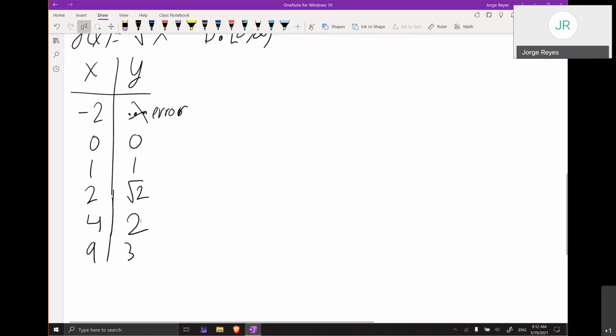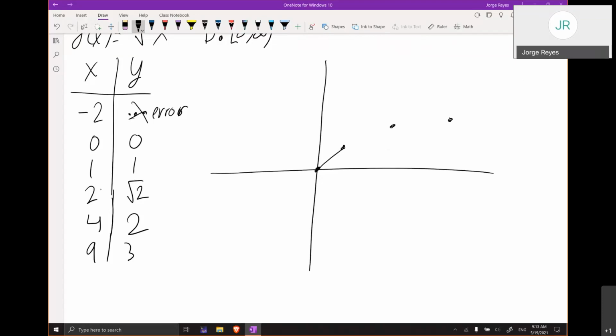So here's a tip. Not all the numbers on the left that you pick, you can pick pretty much anything as long as it's in the domain. But you probably want to pick numbers that after you plug them in are nice. Like 4 is 2 and 9 is 3 and 16 will get 4. Not like 2. 2 gets you square root of 2 and that's not that helpful. So if I plug these in, you're gonna get something like this.